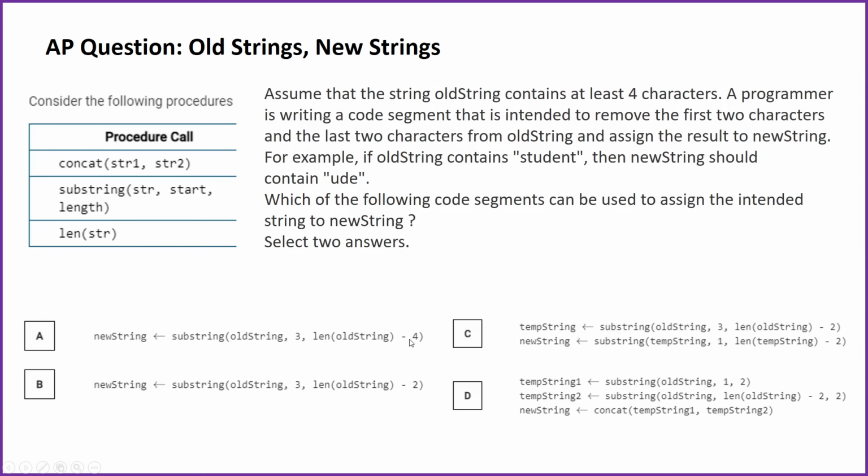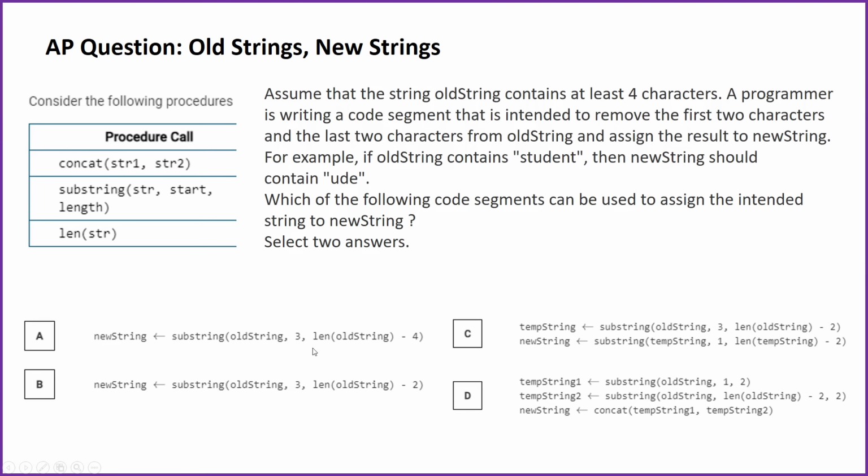All right, here we have a question about a substring, where we're taking a part of a string and making a new string. Concat will join two strings together, and length finds the length. So we assume that the string contains 4 characters. Okay, cool. A programmer is writing some code that's intended to remove the first two characters and the last two characters from old string and then assign the result to new string. So if an old string contains student, we remove st and we remove nt, and we should end up with ude.